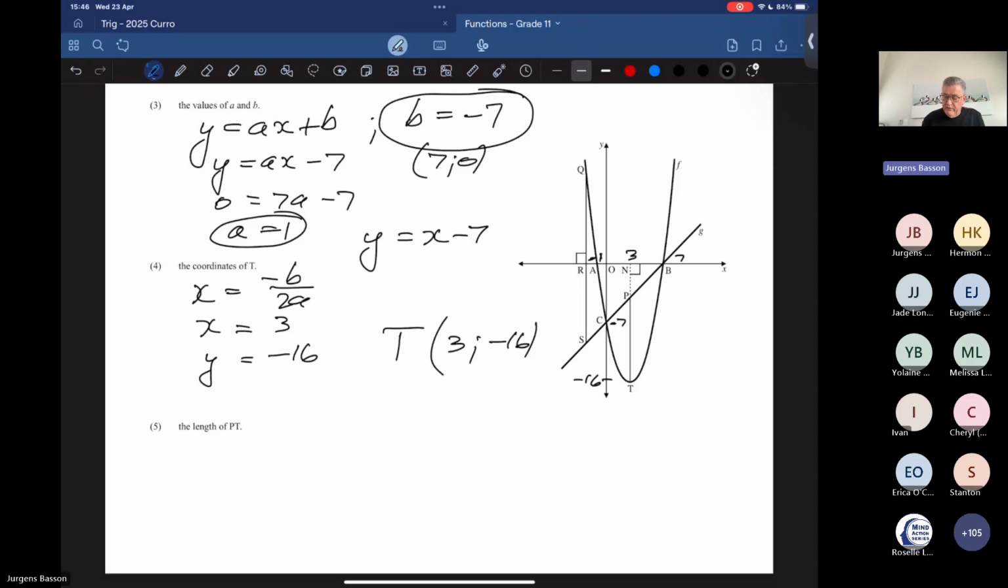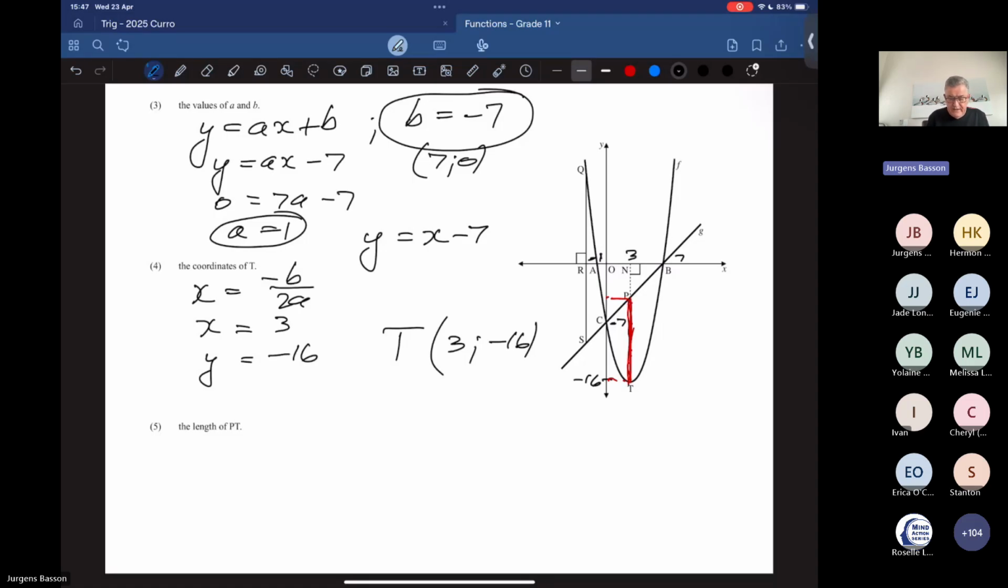Now they ask us for the length of PT. If I want the length of PT, I just want to highlight that length. It's right here. You will agree, we know this point here is minus 16, but we don't know the point at P. So we need the y value at point P. We know the y value at T. Now, P is on the straight line. So the only thing we need to do is to take x is 3, put it into the equation of the straight line, and that will give us the y value.